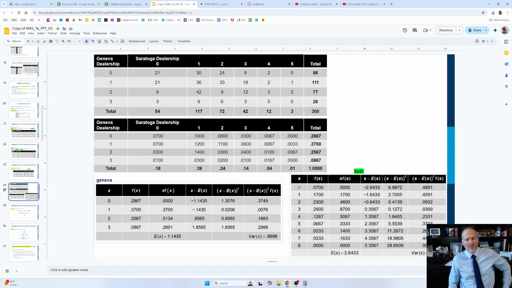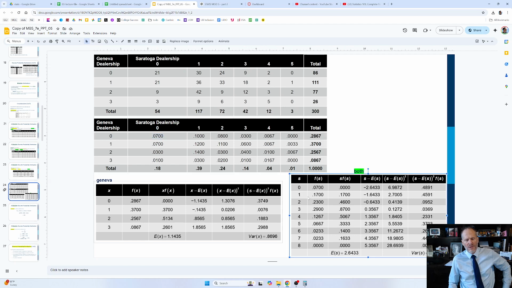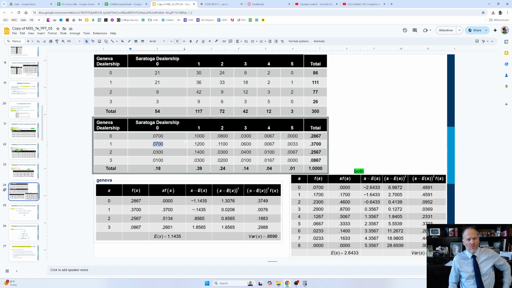So 0, right, when we sold 0 cars at Saratoga and 0 cars at Geneva is 0.7. When we sold one car, what's the probability of one car being sold at both Saratoga and Geneva together? Well, here we have 0 and 1, right? So 1 was sold at Geneva and none were sold at Saratoga. But we also have this, where 1 was sold at Saratoga, but none were sold at Geneva. When we add 0.07 to 0.1, we get 0.17, right?